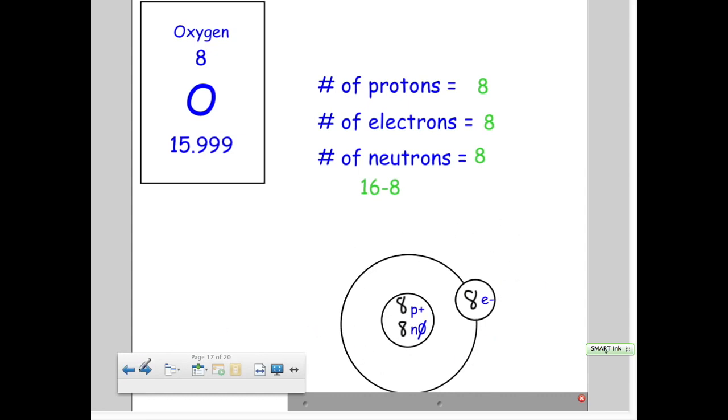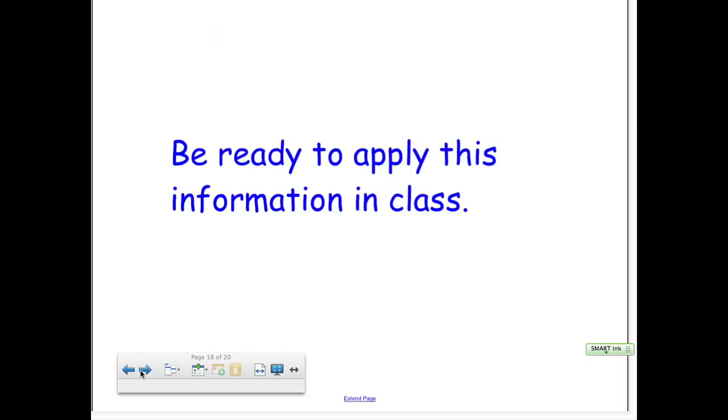Okay, I'm going to give you one more. Oh, I think we're done. Okay, so be ready to apply this information in class, and make sure you watch this over again if you're confused, or if you wish, you can go ahead and start practicing by using your periodic table of elements and seeing if you can figure out how many particles there are. See you soon.